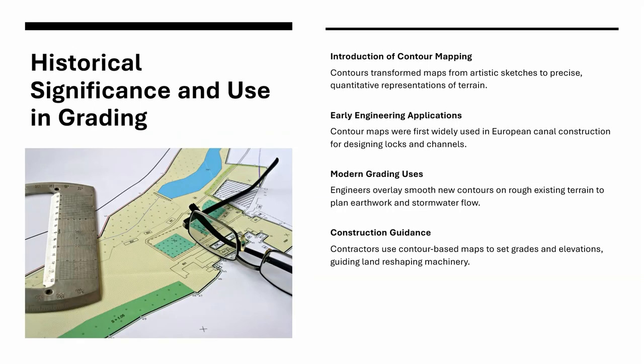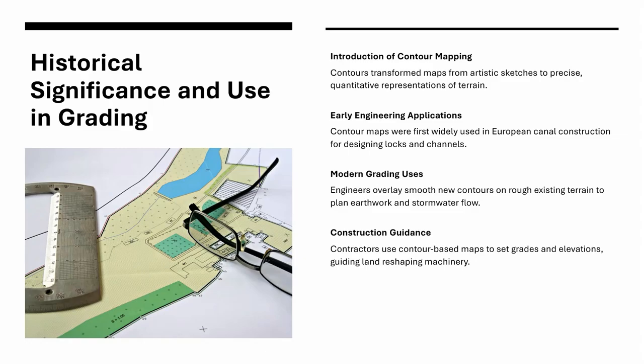And contours revolutionized mapping when they were first introduced in the 18th century. Before that, maps relied on pictorial symbols, little sketches of hills, shading, and hatching, short parallel lines indicating slope. These were artistic, but they were not quantitative. Contours changed everything. Suddenly, maps could not only show a hill, but also tell you its height, its slope, and the relative difficulty of traversing it.